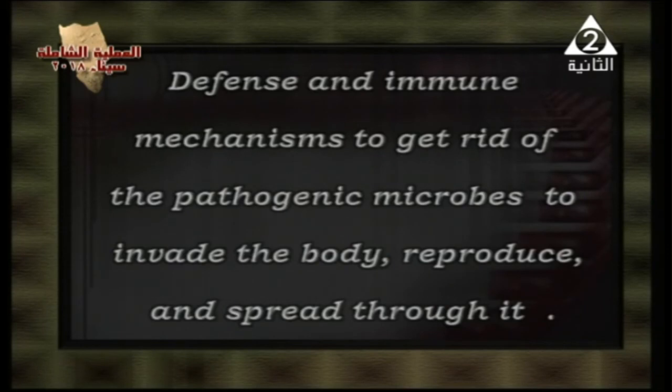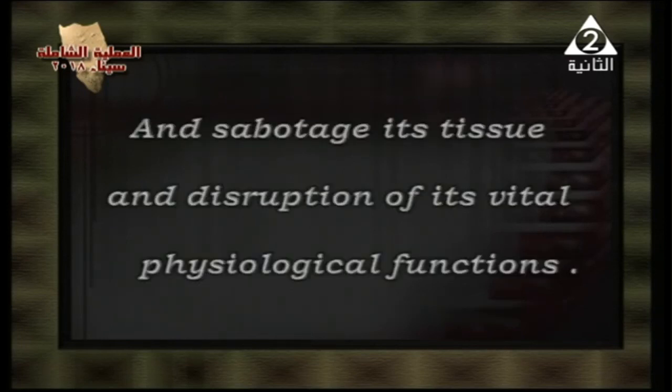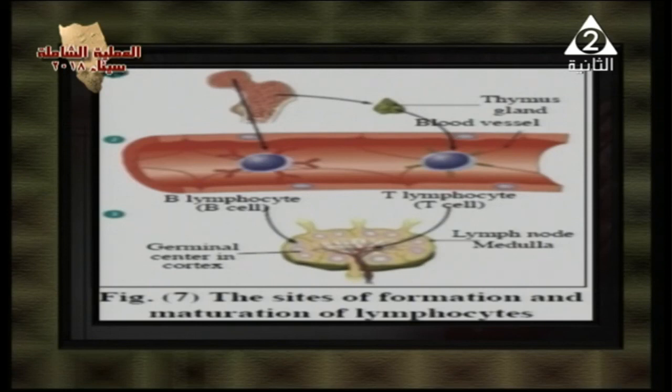This is also the defense and immune mechanism to what? To get rid of the pathogenic microbes that invade the body, multiply and spread inside the body. And sabotage means to destroy its tissue and disturb its vital physiological functions. And this is the site of formation and maturation of lymphocytes. As we said, at the start there's no immunity mechanism, and after the process of maturation and specialization or differentiation, it has the ability for what? For destroying the pathogens, and it also circulates inside the blood, searching for pathogens to destroy and eradicate them.